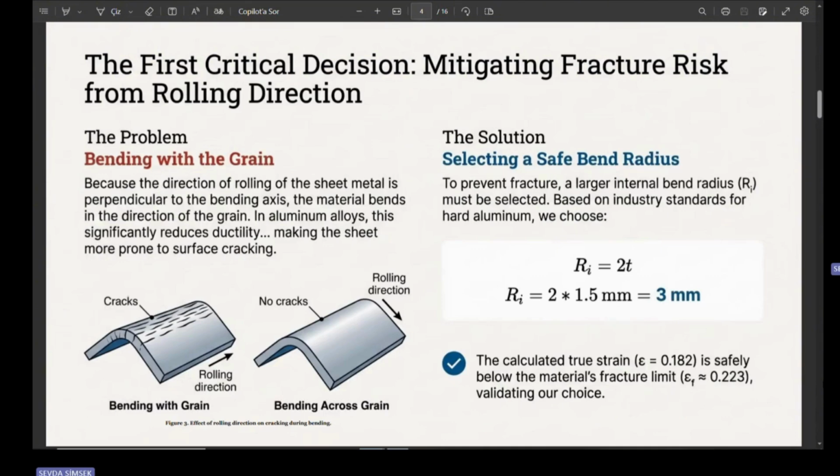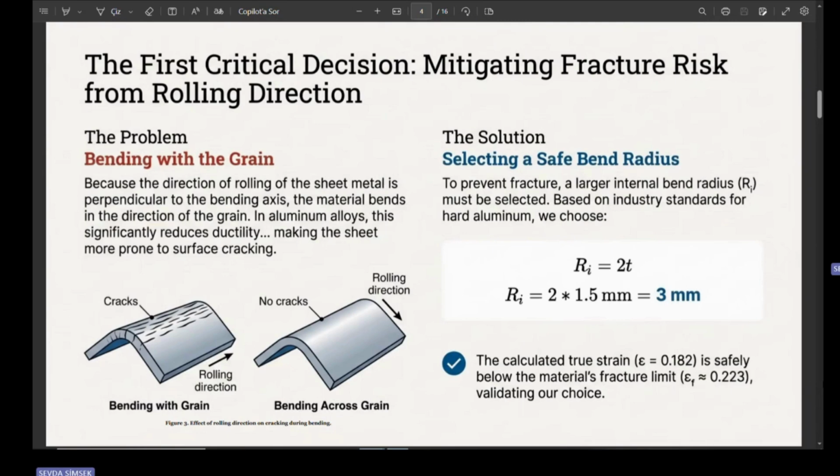During manufacturing, sheet metals are formed by passing them between rollers, causing the grains in the microstructure to elongate in a preferred direction. If the bending operation is performed parallel to this grain direction, meaning the sheet is bent along the rolling direction, the ductility of the material decreases and the risk of cracking increases. This effect is particularly pronounced in aluminum alloys. To reduce risk, the bending axis was selected perpendicular to the rolling direction.